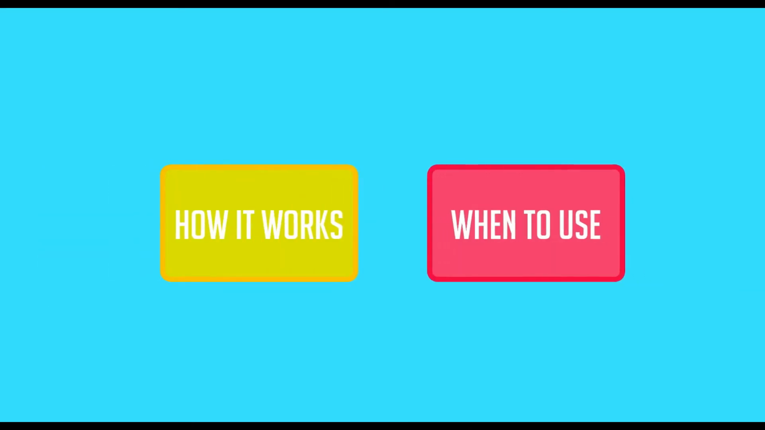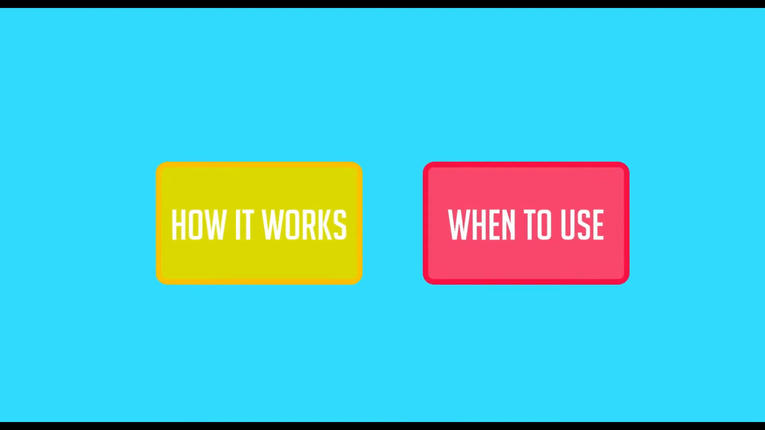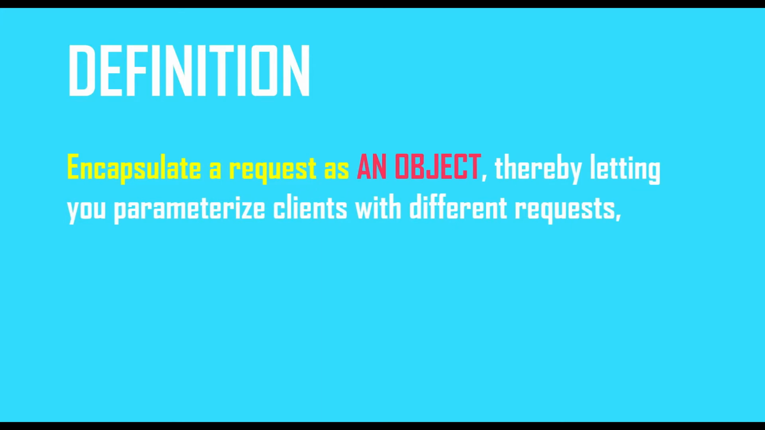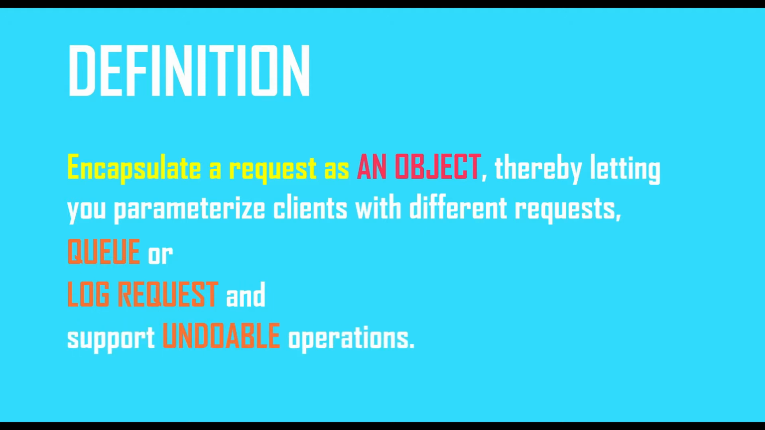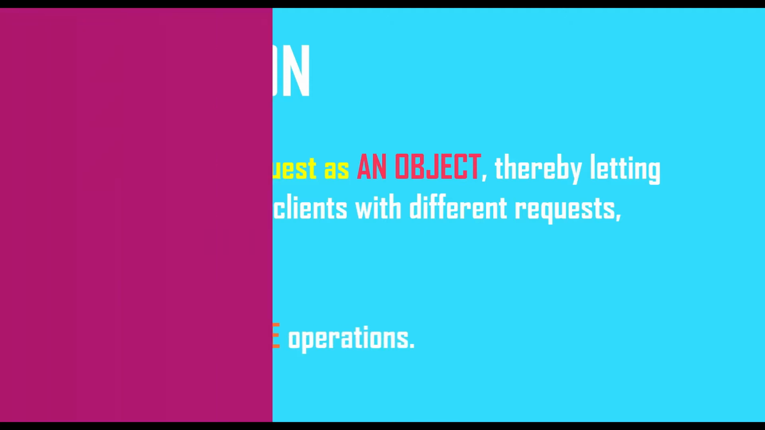Before going into the code, let's try to understand how this pattern works and when to use this pattern through a diagram. But first things first, the definition. So the definition says: encapsulate a request as an object, thereby letting you parameterize clients with different requests, queue or log requests, and support undoable operations. Let's understand this through a diagram.